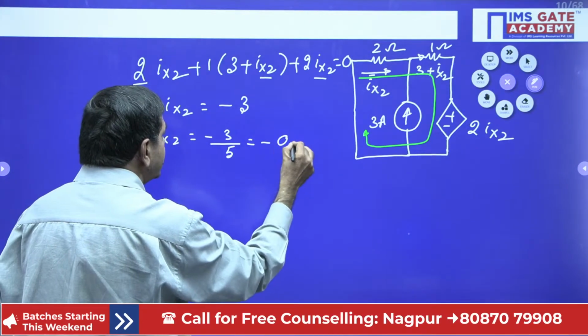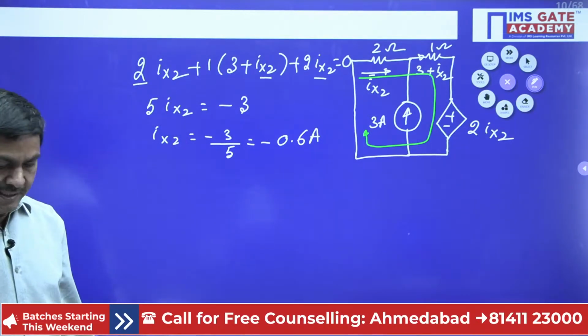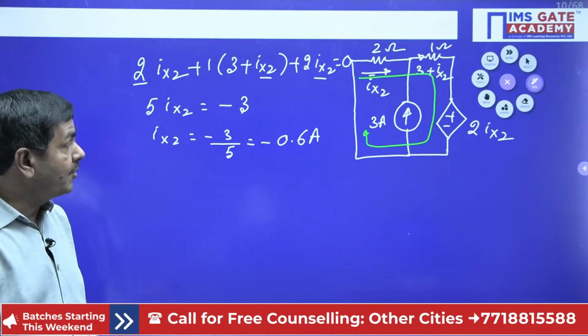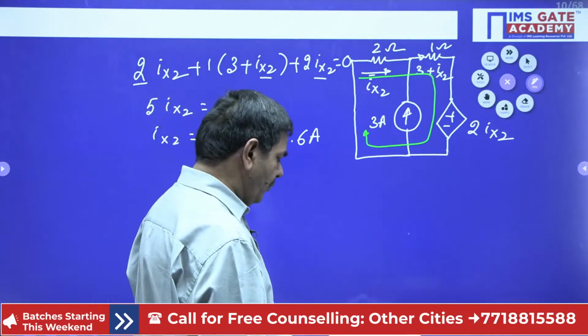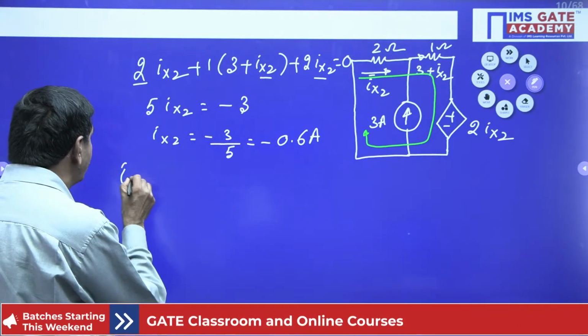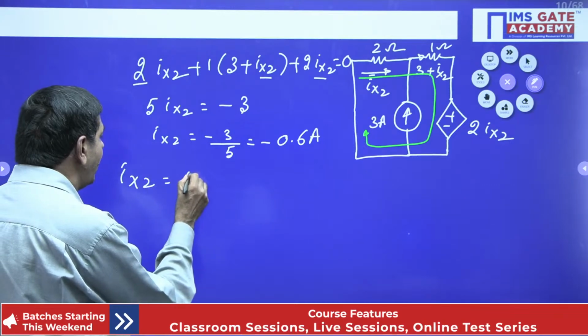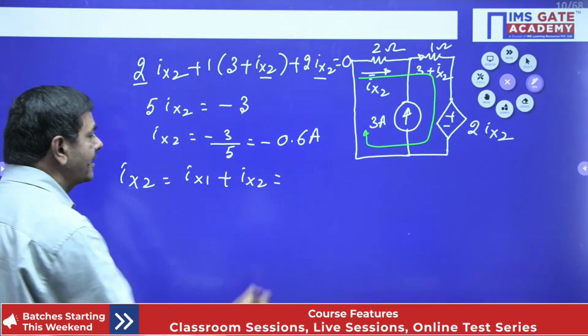Minus 0.6 amperes of current we can get now. We want the net current. What is the net current? Ix2 I want. According to the superposition theorem, Ix1 plus Ix2 is nothing but the net current.